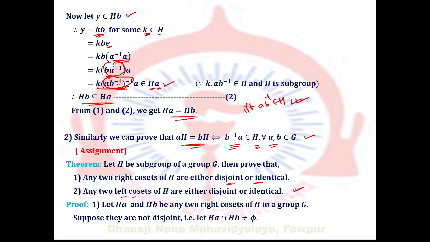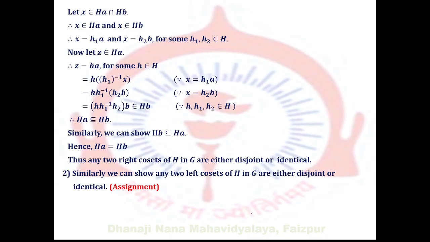मग त्यासाठी आपण दोन right cosets घेऊ. Let HA and HB be any two right cosets of H in G. Suppose that they are not disjoint, म्हणजे ते disjoint नाही तर आपण suppose करू that is their intersection contains at least one element, that is HA intersection HB is not equal to phi, म्हणजे त्यात कमीत कमी एक element असेल. So let x belongs to HA intersection HB. So x belongs to HA intersection HB means x belongs to HA and x belongs to HB. So therefore we can write x is equal to h1 into A and x is equal to h2 into B for some h1 and h2 belongs to capital H.